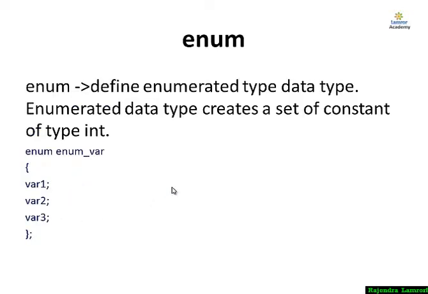Okay, enum is the enumerated data type. We can create a set of constants with integer values. For example, 1 is one constant, 2 is another constant, 3 is another constant, put into the enumeration data type.